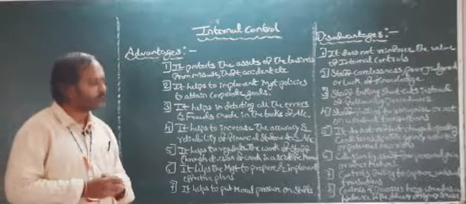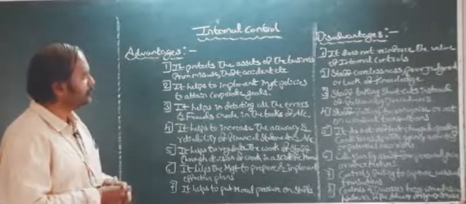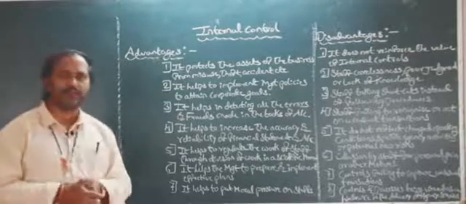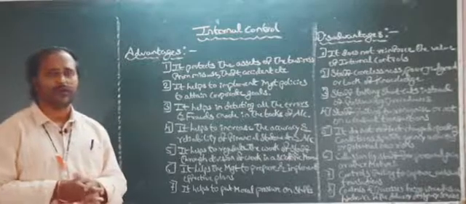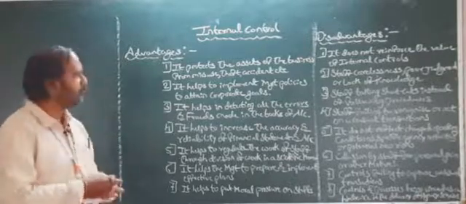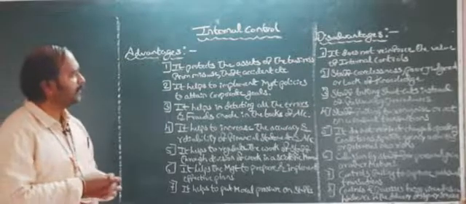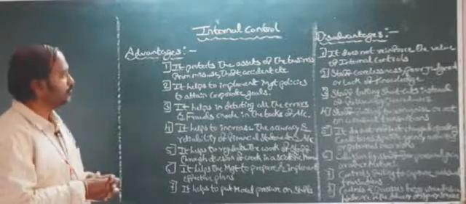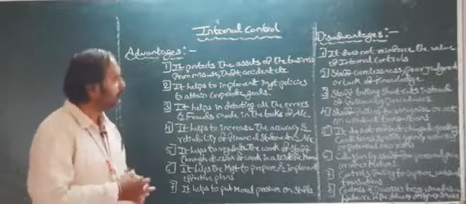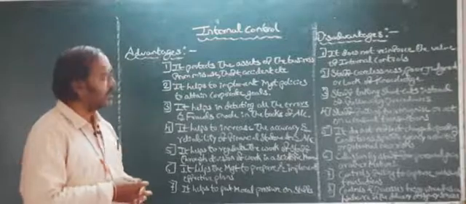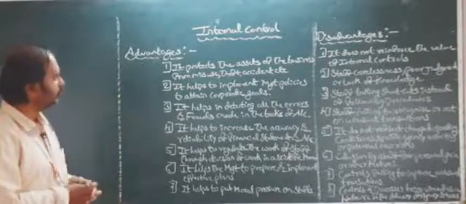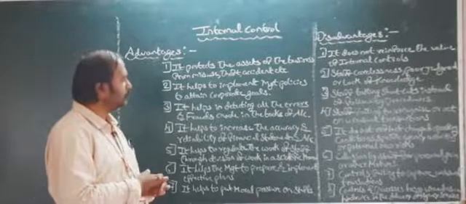The second one is staff carelessness, poor judgment and lack of knowledge. Obviously, the staff is very careless here, because they know that whatever internal control system they have in the organization, it leads to poor judgment, and definitely there will be a lack of knowledge, and this is also one of the demerits or disadvantages of internal control.